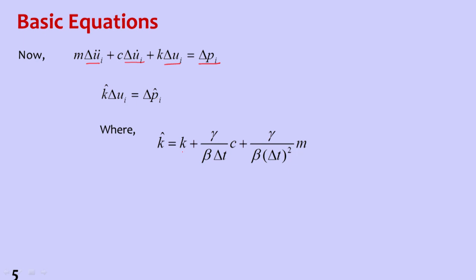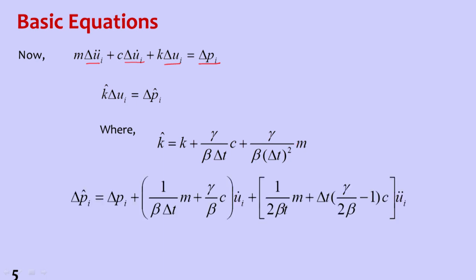Now the basic equation is m u double dot plus c u dot plus k u equal to p. We are rewriting that equation in terms of incremental acceleration, incremental velocity and incremental displacement equal to incremental force. Converting this equation, we get k cap delta u i equal to delta p i cap, where k cap is k plus gamma by beta delta t times c plus 1 by beta delta t square times m, and delta p i cap is given in this form.